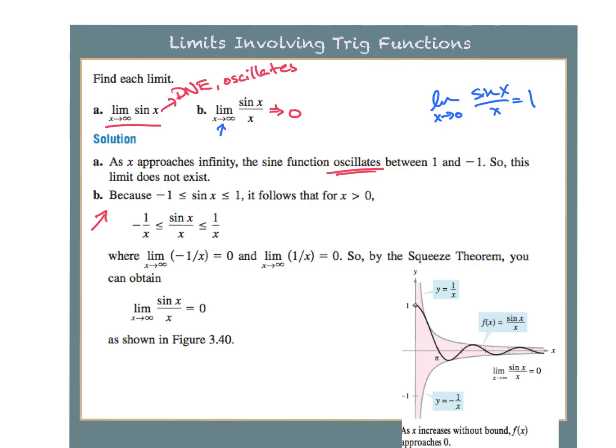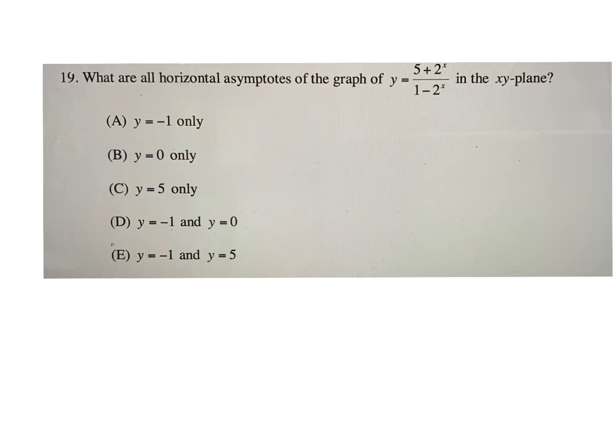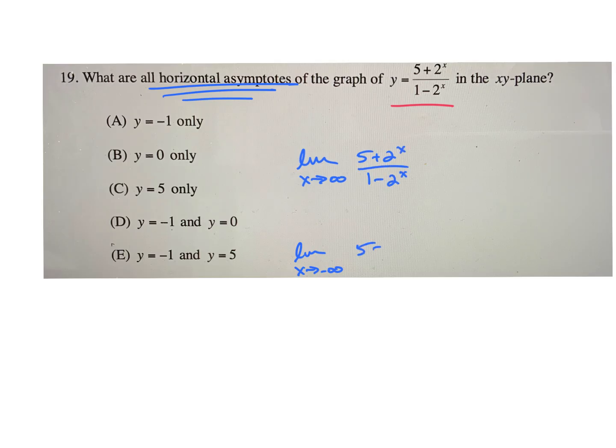All right. So what are all the horizontal asymptotes for the graph y equals 5 plus 2 to the power of x over 1 minus 2 to the power of x? So what's a horizontal asymptote? The limit as x approaches negative infinity and the limit as x approaches positive infinity. Both of them, exactly. So I need to take a limit as x approaches positive infinity, and I need to take a limit as x approaches negative infinity. Guess what students only did? Positive. They only did the positive infinity one. All right, but you need both, and that's what we're going to cover right now.